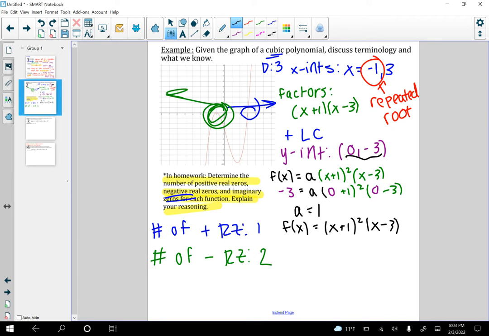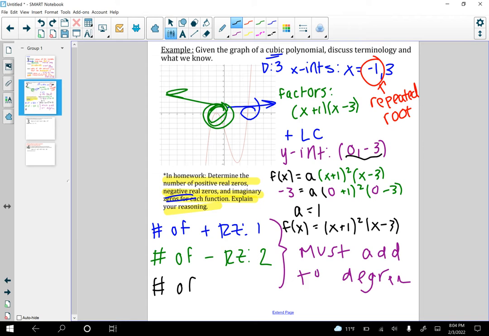Now, our total number of zeros, and this is the fundamental theorem of algebra, should always add to the degree of the polynomial. So since I have a degree 3 polynomial, and I technically have 3 x-intercepts here: my 1 at 4, that's my positive real zero, and my 1 at -1, that's my negative real zero. Since it's repeated, it counts as 2. That means I would have no imaginary zeros.